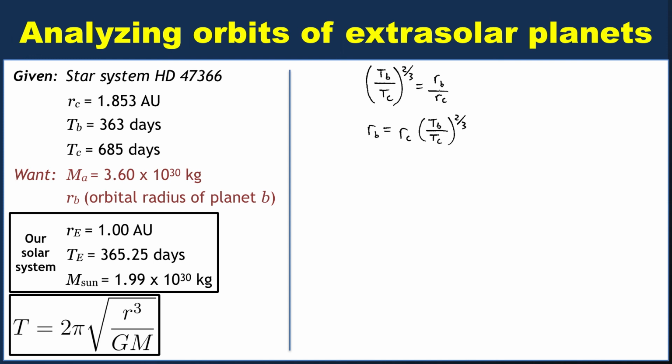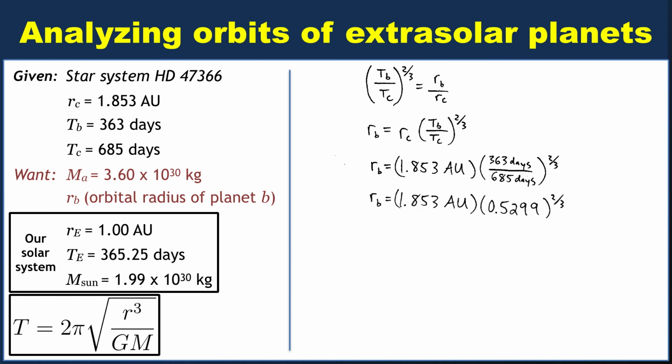We know RC, TB, and TC, so we put all of those in, simplify things a little bit, and get that the orbital radius of planet B is 1.21 AU, 1.21 astronomical units, or 1.21 times the distance between the Sun and the Earth. This is a very common strategy for calculating star masses and orbital radii, so you do want to practice the approach of taking all of these ratios and canceling things out carefully.